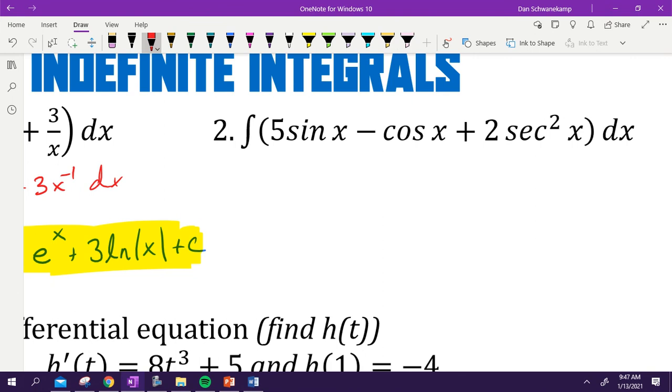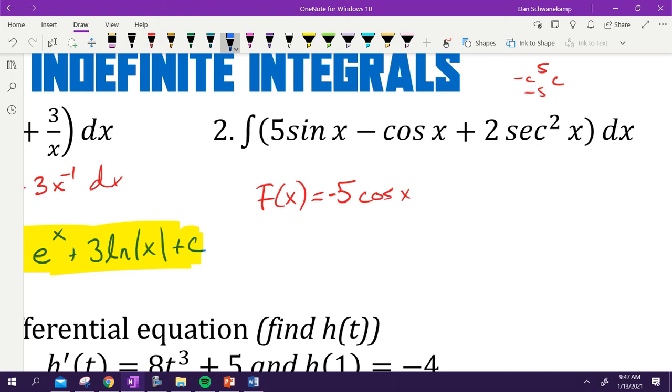Second one should be easier. Let's look at the second one. We don't have to do any rewriting. Let's just find the antiderivative. 5 is a constant, so it's going to hang out. What comes before sine? Negative cosine. Okay, he was at sine. He's going backwards. It's negative cosine x.